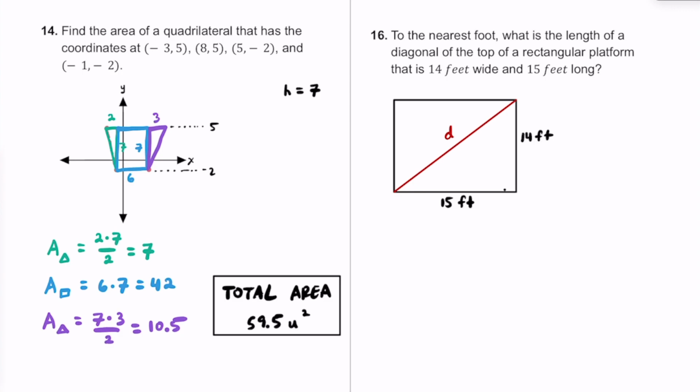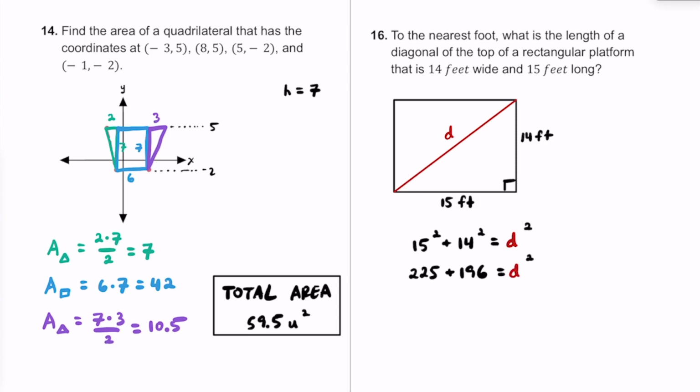Notice that we actually have a right triangle, so we can apply the Pythagorean theorem to figure out the value of D. Now, the Pythagorean theorem would just say that the sum of the squares of the two legs is equal to the square of the hypotenuse. So we can say that 15 raised to the second power plus 14 raised to the second power must be equal to D raised to the second power. Now 15 squared is going to be 225 and 14 squared is going to be 196. So we know that that's going to be equal to whatever the diagonal is squared.